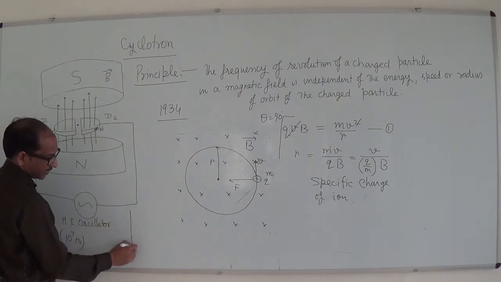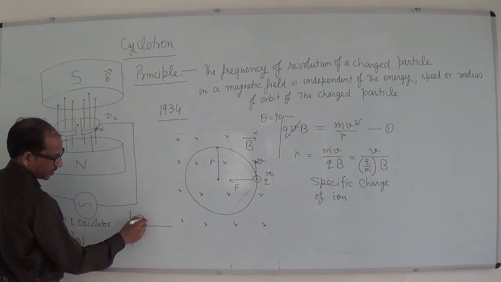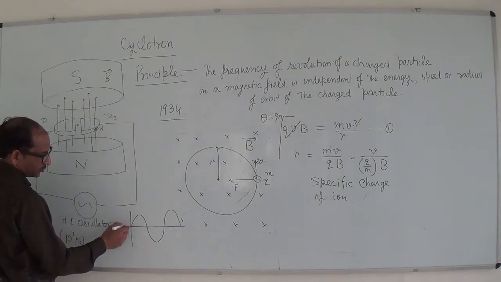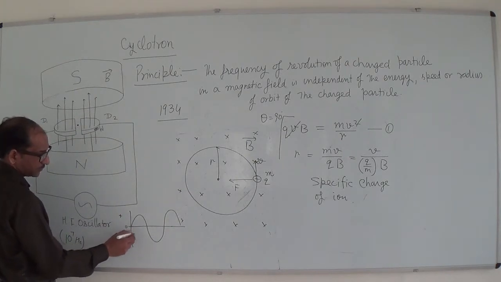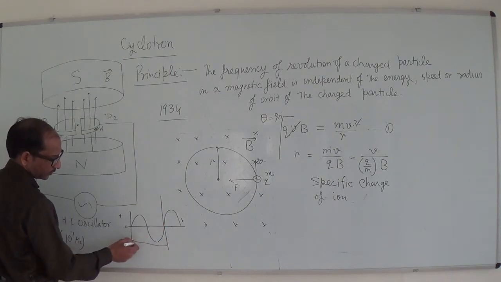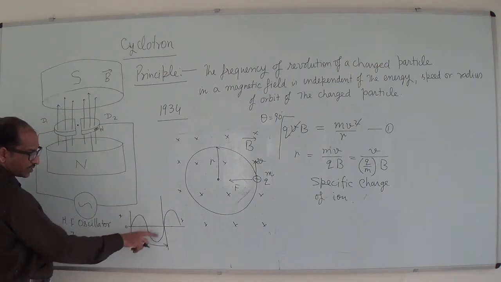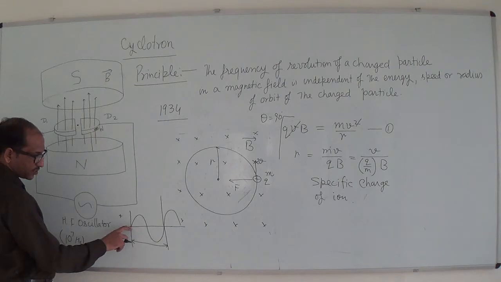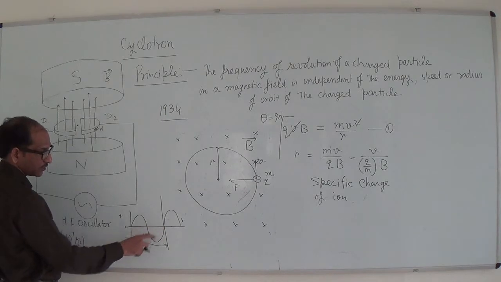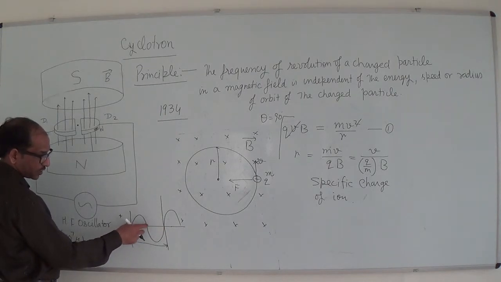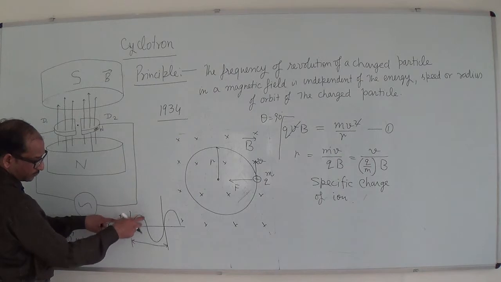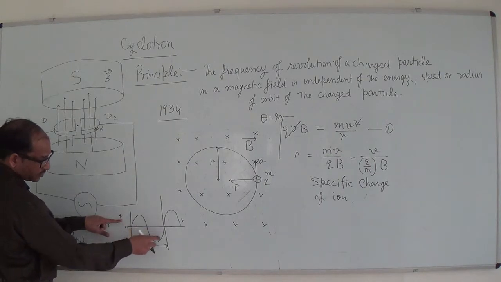If you know about alternating current, you know that the current varies like this. Zero reference, positive, negative. This is one cycle. In one cycle, the alternating current from here to here is positive, and after that it is negative. So half the cycle is positive, half is negative. So polarity is positive when it is upward, and polarity is negative when it is downward.